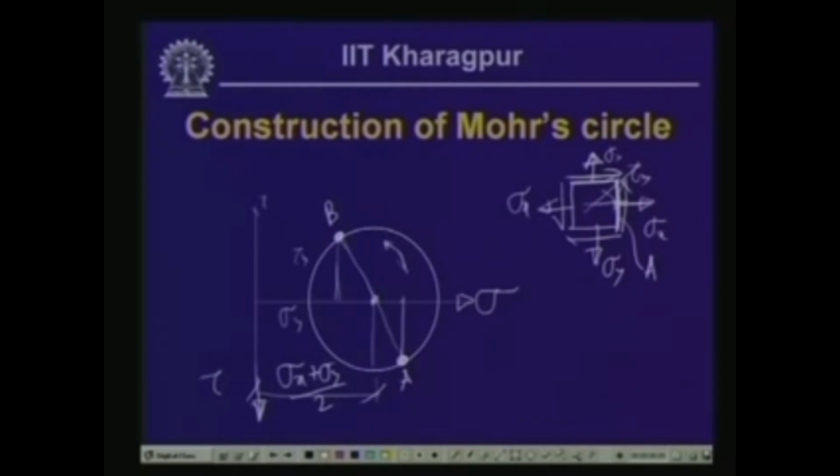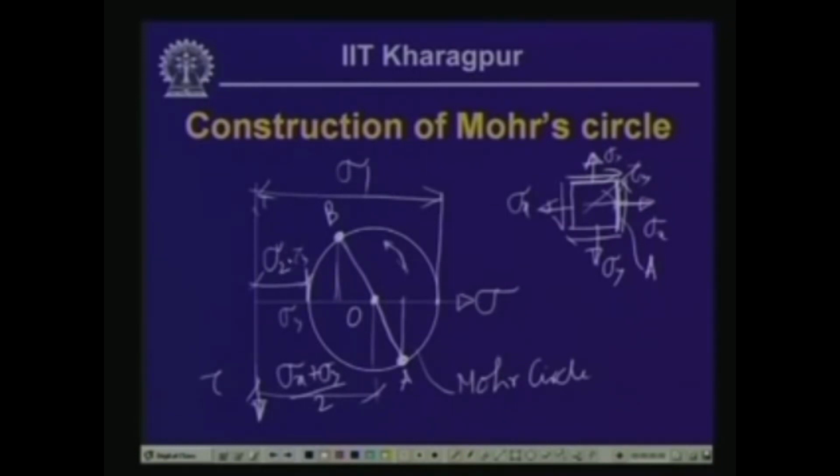Now, if we take the center as this O and the radius as OA and OB and plot a circle, this gives us the Mohr circle, wherein this point represents the maximum normal stress sigma 1 and this represents the minimum principal stress, which is sigma 2.